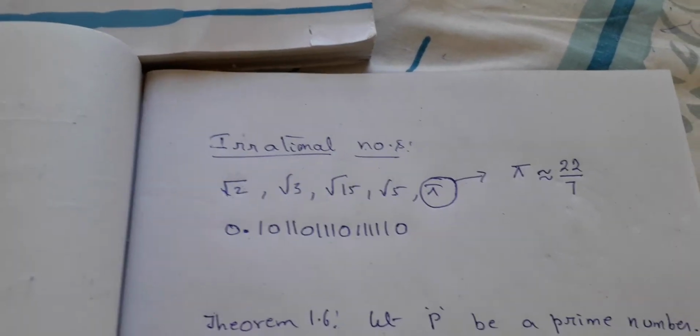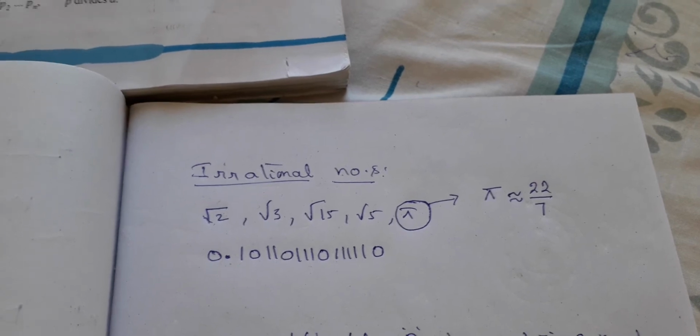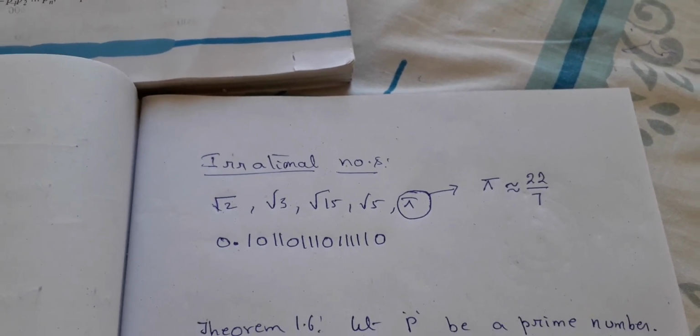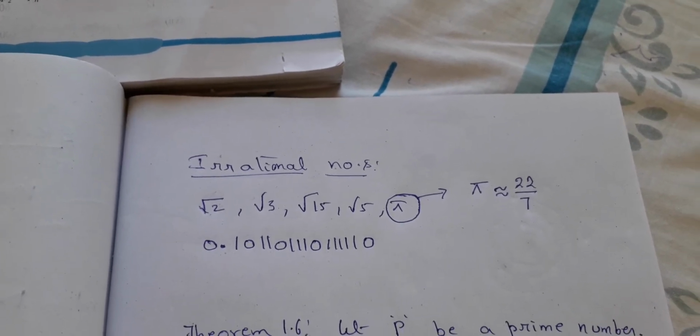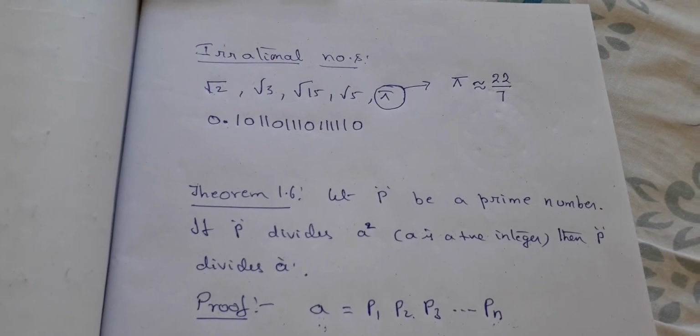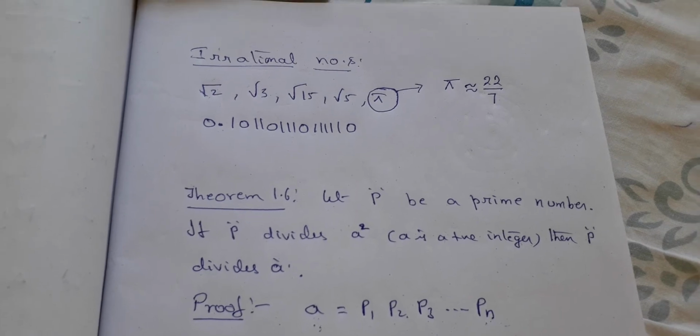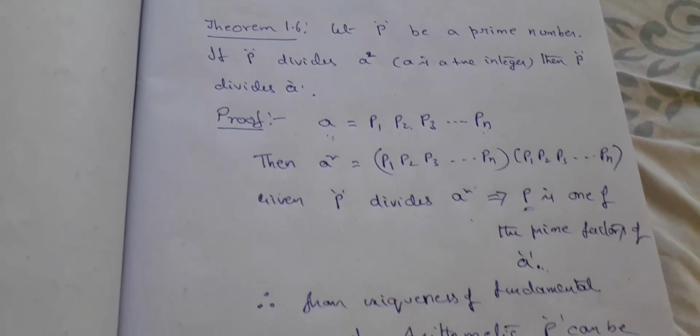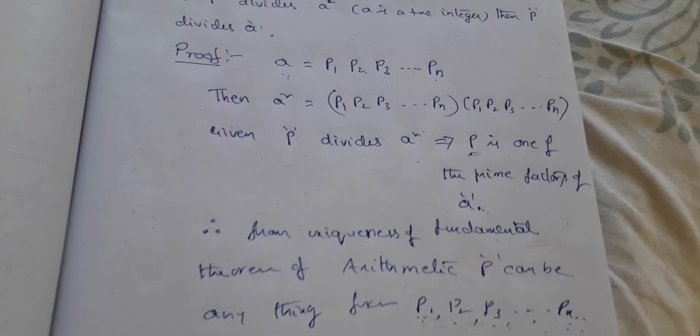So just pause the video for a moment and copy down these things. Irrational numbers, numbers which are not rational, are called irrational numbers. Examples are given here. Okay, then the theorem statement, theorem 1.6. You can take the screenshots. And this is the proof part.